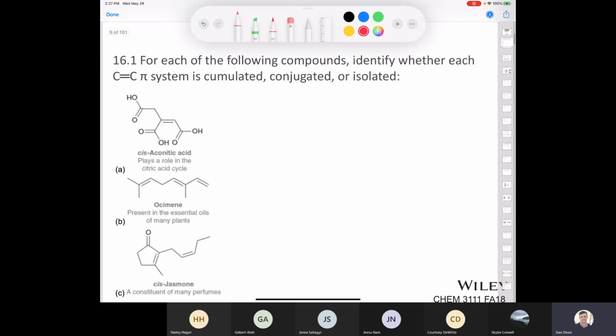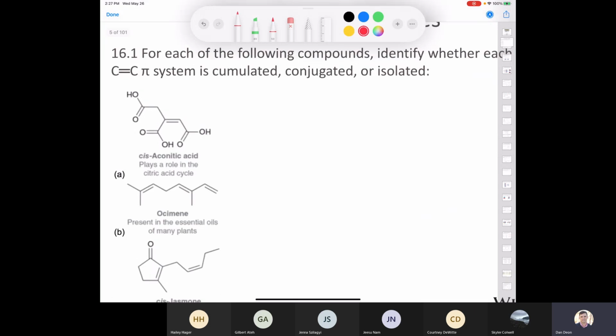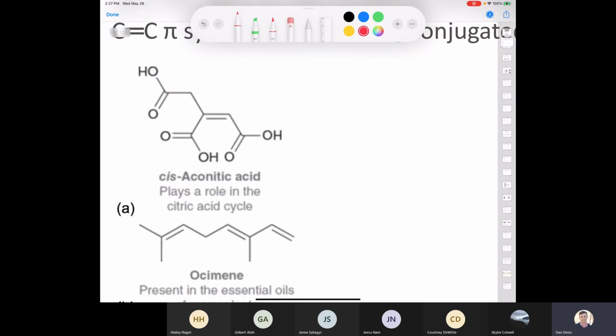Well, with that in mind, let's take a look at some interesting compounds here, and we're going to decide whether the carbon-carbon pi system is cumulated, conjugated, or isolated. We'll start with cis-aconitic acid, which you probably remember from the citric acid cycle. If you've ever studied biology, you might have heard of the enzyme aconitase. It's a very common enzyme that comes up when you're discussing the Krebs cycle, or the tricarboxylic acid cycle, whatever you want to call it.